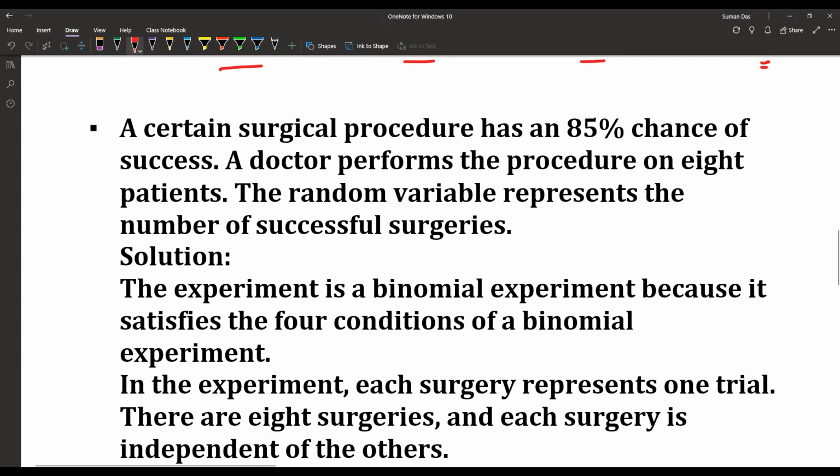The first example statement is this: a certain surgical procedure has an 85% chance of success. A doctor performs the procedure on 8 patients. The total number of patients is 8. The random variable represents the number of successful surgeries. Is that a binomial experiment?